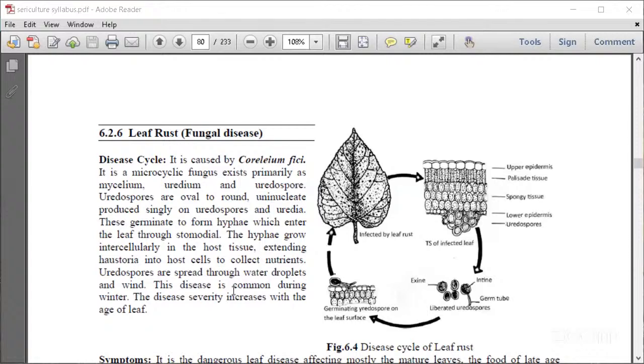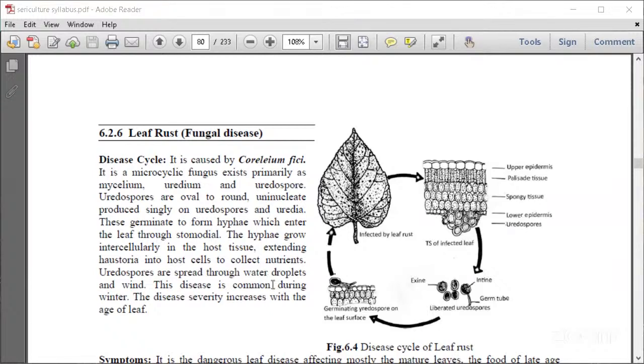Coryllium pisci is a microcyclic fungus which exists primarily as a mycelium. What does microcyclic fungus mean? It needs only one host to complete its life cycle.